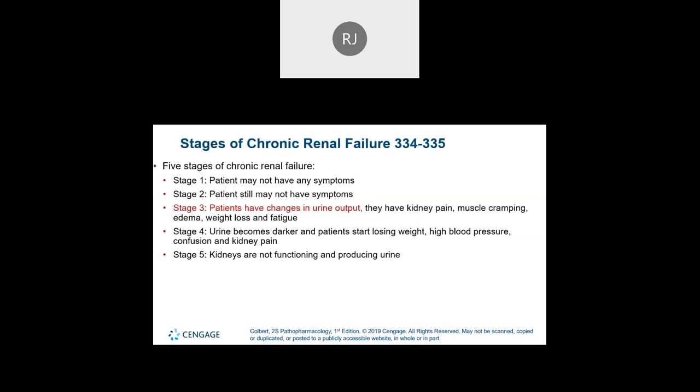Chronic renal failure has 5 stages, and as this disease progresses, the symptoms usually get worse. In stage 1 and 2, the patients may not have any symptoms at all. Now, when you get to stage 3, they start having symptoms that usually include changes in the urine output. They have kidney pain, muscle cramping, edema, weight loss, and fatigue. In stage 4, the urine becomes darker and patients start losing weight, and have high blood pressure, confusion, and kidney pain. In stage 5, kidneys are not functioning and producing urine.